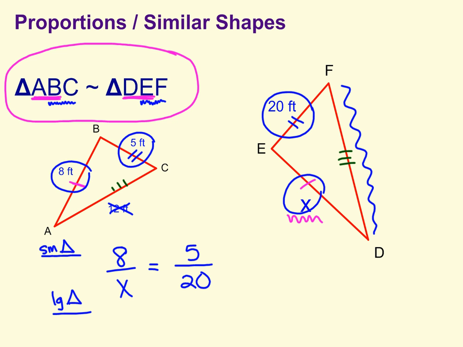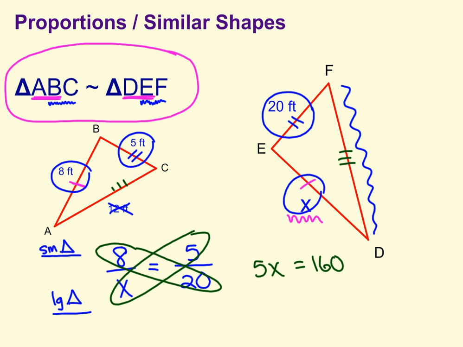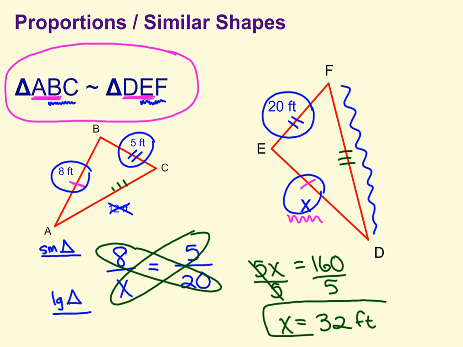And then you just multiply your diagonals. 5 times x is 5x. 8 times 20 is 160. And then divide both sides by 5. 160 divided by 5, we get x equals 32. And do these have labels? Oh yeah, it all looks like everything is in feet, so 32 feet. So by using similar sides that are proportional to each other, I know that that x side is 32 feet long.